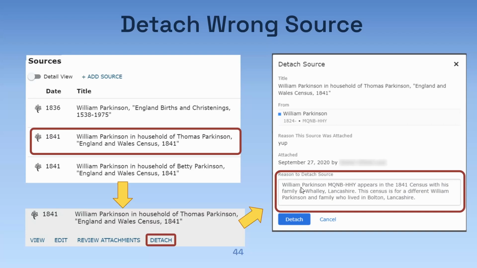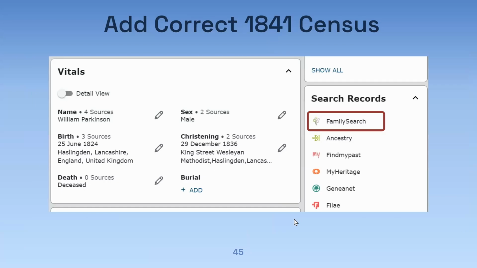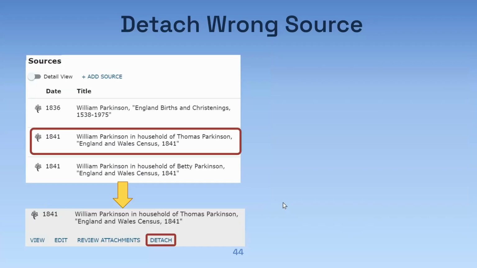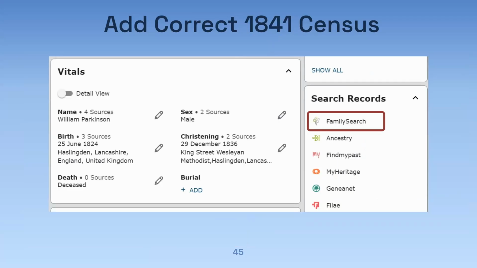So here we do a little reason statement to explain why this source does not apply to this William. And we click detach, and it removes the source. Oh, and by the way, the other one, let me pop back really quickly. We're not going to walk through it, but this census is also wrong. So we detach both those wrong censuses, and then we want to find the right one.